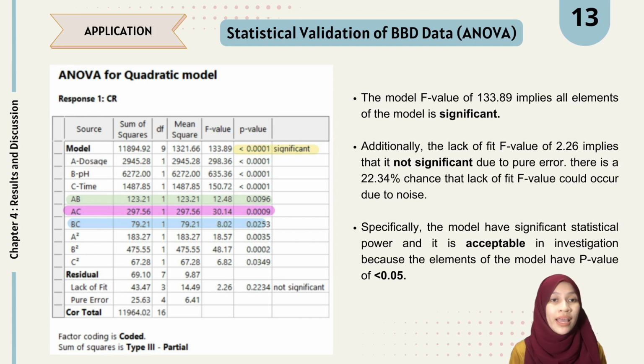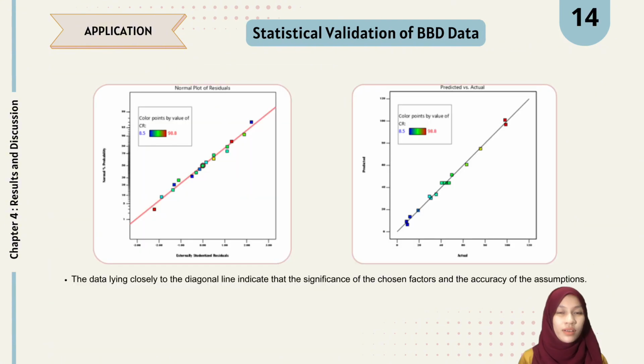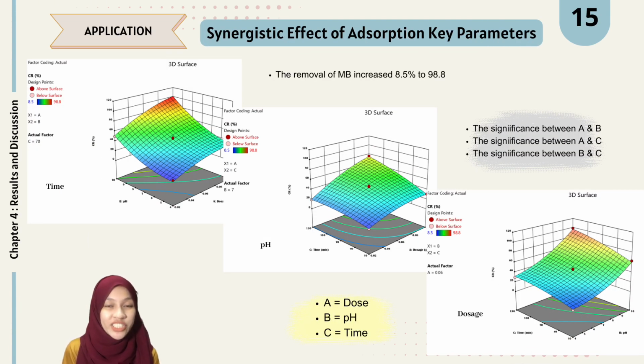Specifically, the model has significant statistical power, and it is acceptable for investigation because the elements of the model have a p-value of less than 0.05. From the graph, the data obtained lying closely to the diagonal line indicate the significance of the chosen factors and the accuracy of the assumption. This is the 3D surface for the three significant interactions between time, pH, and dosage.